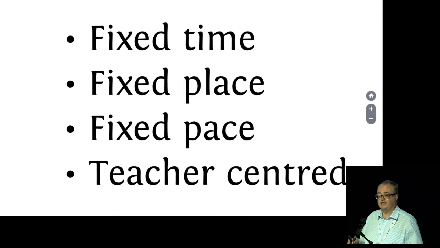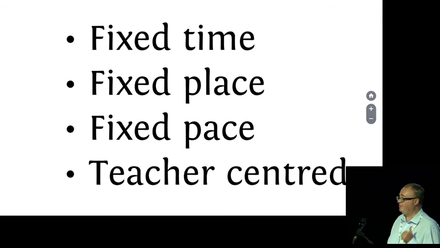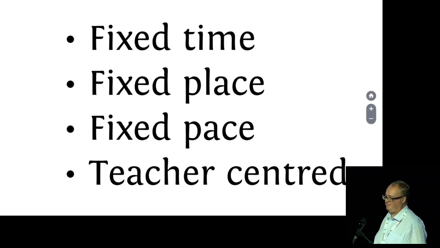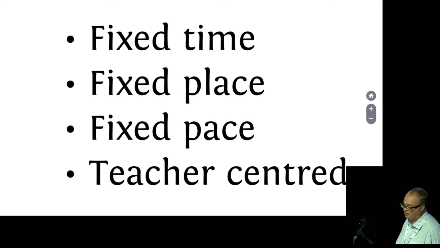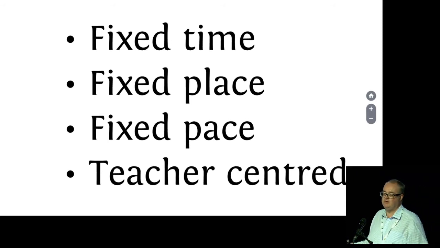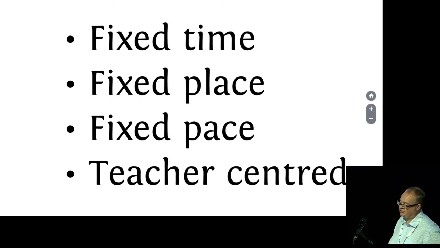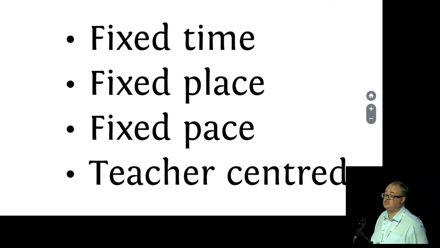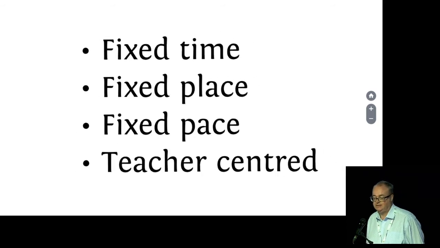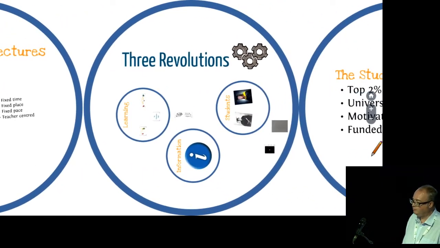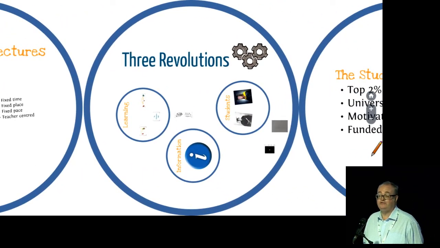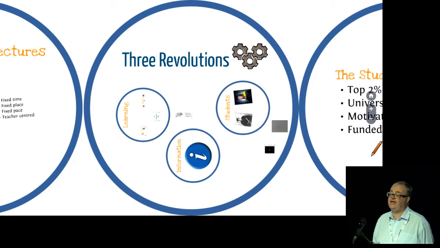Here are the characteristics of a university lecture. It happens at a particular time. I hate the 9 o'clock on Monday and the 7 o'clock on Friday. It happens in a particular place, timetabled by the institution. It happens at a fixed pace. We use a one-size-fits-all method chosen by the lecturer. Predominantly, it's a teacher-centered method of teaching. And what I want to talk about is what I refer to as 3 revolutions that might affect the relevance of the lecture for today.